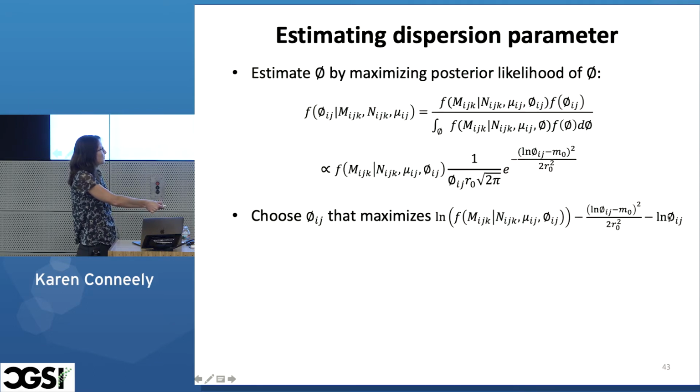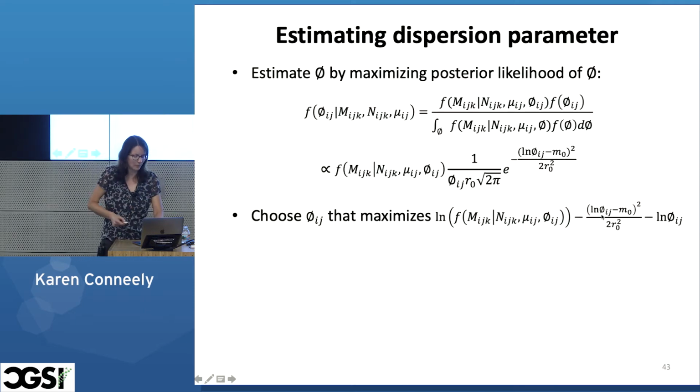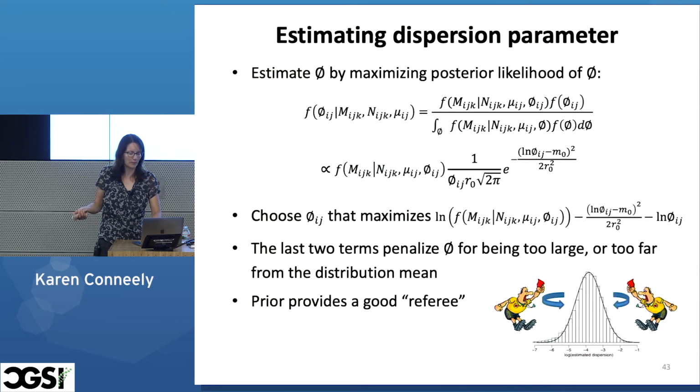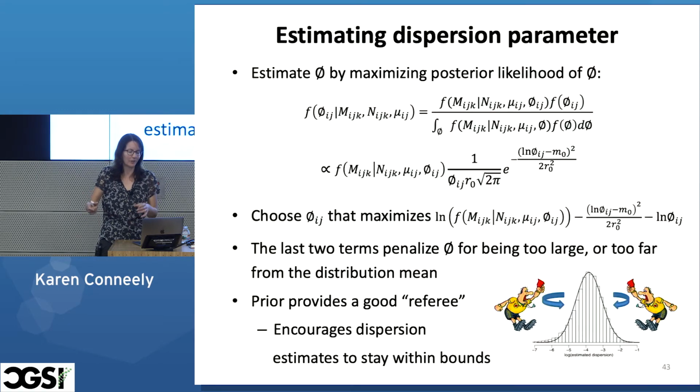So they make our likelihood smaller if phi is too big or if the log of phi is too far from the distribution mean. And so what we're doing is penalizing phi for being too large or too far from its mean. That's what the prior is doing in the shrinkage approach. It's providing a referee that keeps our estimates of the dispersion in bounds and keeps them from varying wildly all over the place.